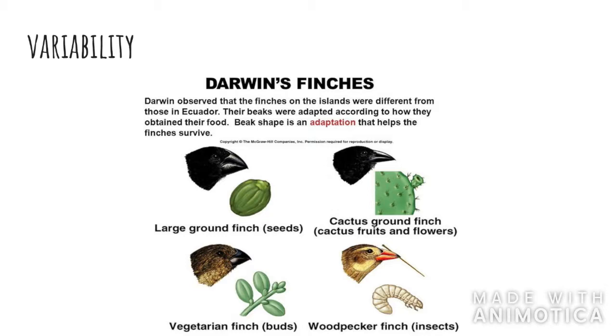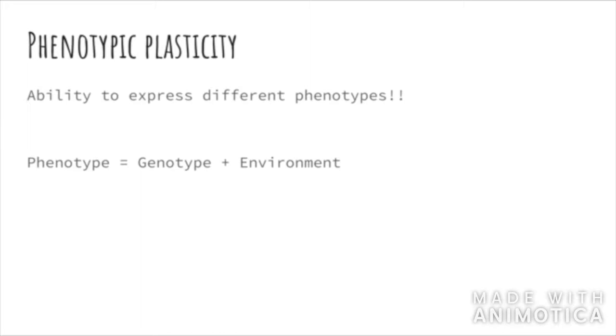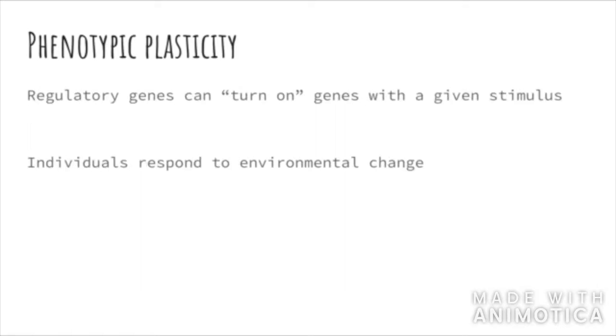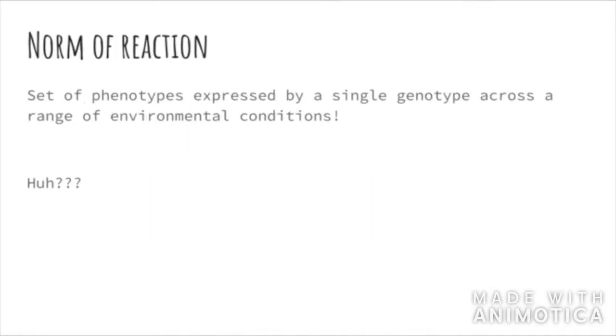Their beaks varied in size and shape due to the diet each finch had in their respective location. If there are rapid or variable changes in the environment, it may lead to phenotypic plasticity. Phenotypic plasticity is just the ability to express different phenotypes. A phenotype is the sum of the individual's genotype plus the environment. Regulatory genes can be turned on and off with given stimuli, which allows individuals to respond to any environmental change.